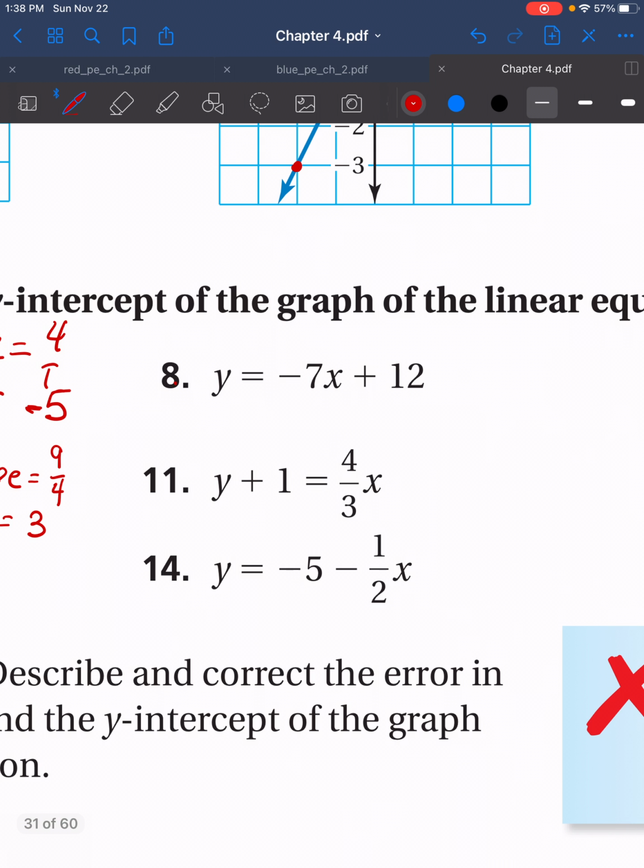Okay, number 11. Is this in slope-intercept form? No, it is not. I've got to get y by itself. What is happening to y? It's being added by 1, so I need to do the opposite of that, which is subtract by 1. Okay? Now I have y equals 4/3 x minus 1. Now I easily can tell you what the slope is and the y-intercept. Slope is 4/3. Y-intercept is -1. Easy.